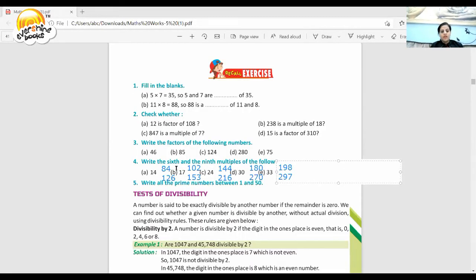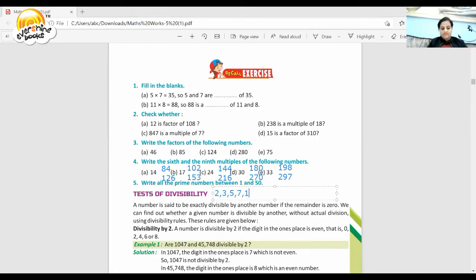Yes, now we are going to write all the prime numbers between 1 and 50. Prime numbers are numbers that come in their own table only, the number itself, and have 1 as a factor. So 2, 3, 5, 7, 11, 13, 17, 19, 23. We have to keep going till 50. Then 29, then 31.